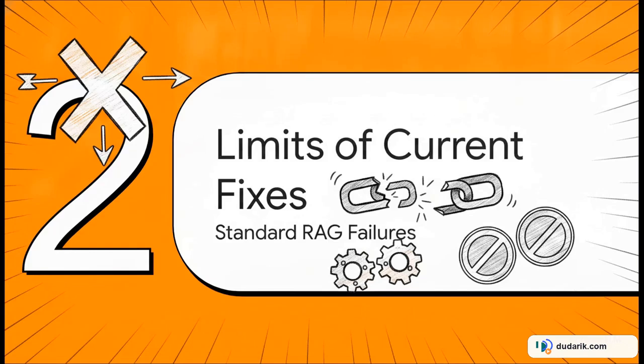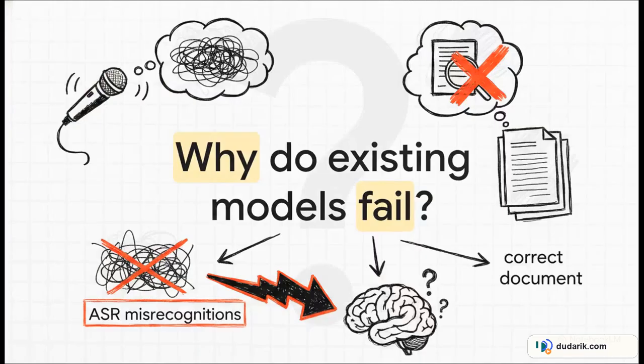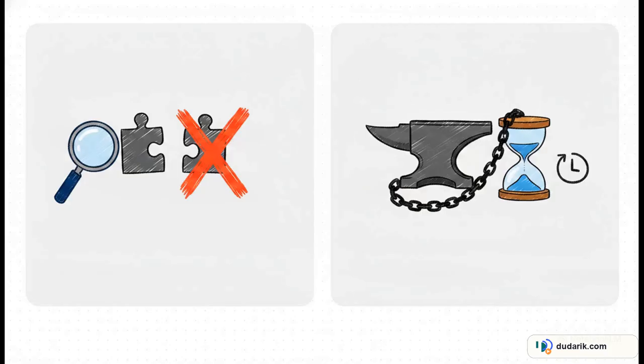Which brings us to Section 2, limits of current fixes. Now, you might be wondering, why do existing RAG models fail here? I mean, why can't standard retrievers just catch these ASR misrecognitions and feed the right document to the language model? On paper, it seems like a super straightforward text search problem, right? Well, actually, not quite. This really gets to the heart of the dilemma we're facing.